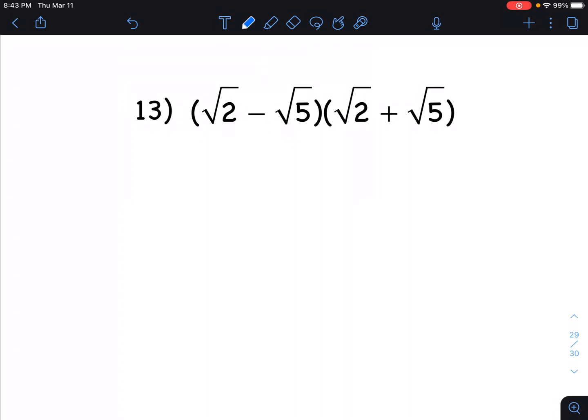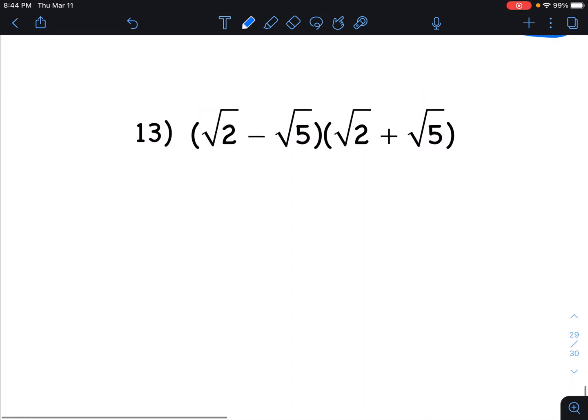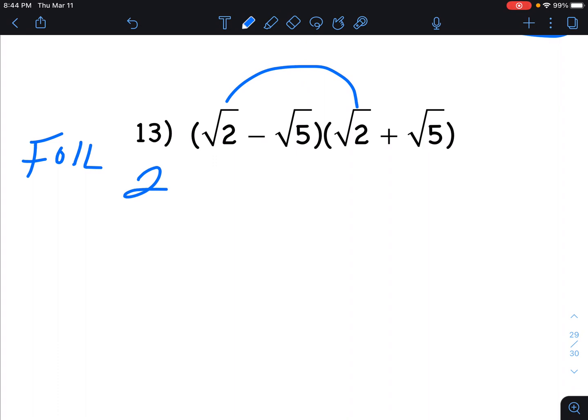Okay, so here, looking between the parentheses, you will notice there's nothing. That implies multiplication. So we have a binomial times a binomial. We're going to have to FOIL here. So first times first, that's the square root of 4, which is 2. The outsides will be root 2 times root 5, which is plus square root of 10.